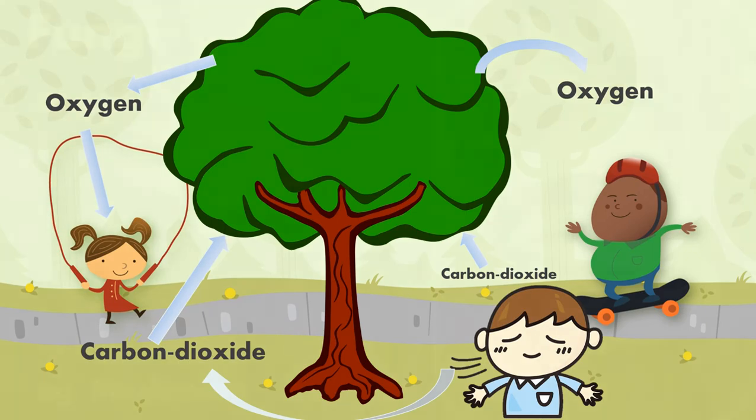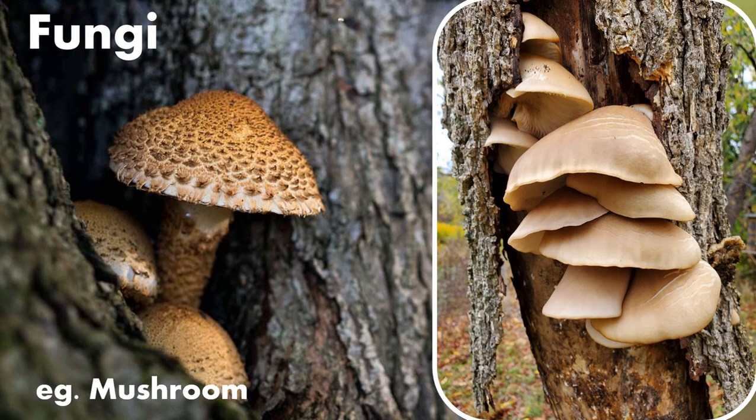I would like to also mention here that there are plants which are not green and don't have chlorophyll. These are called fungi. Since fungi do not have chlorophyll, they cannot make their own food and they depend on dead or decaying plants and animals for their food. Some examples of fungi are mushrooms and molds.